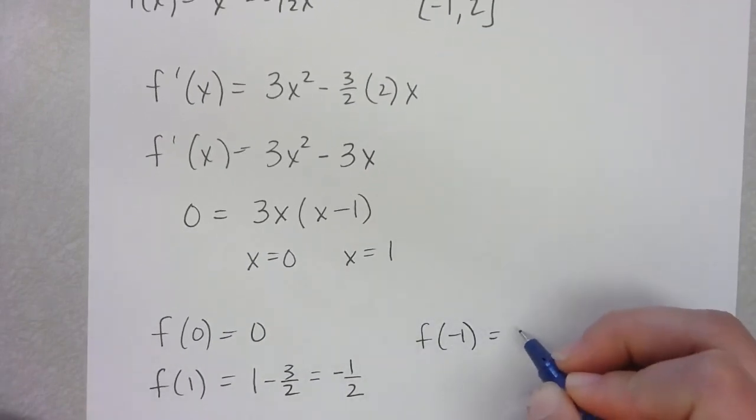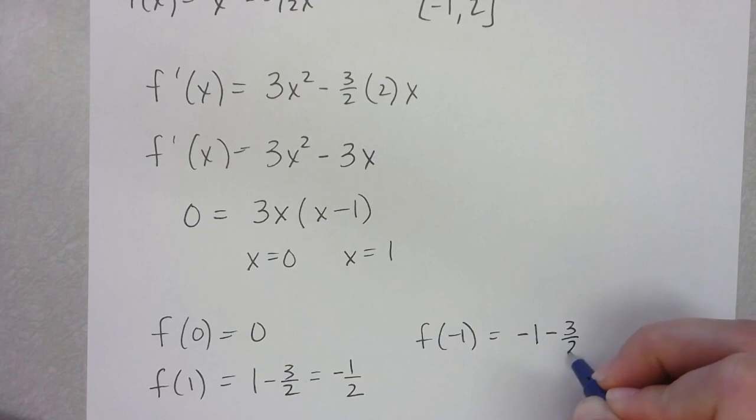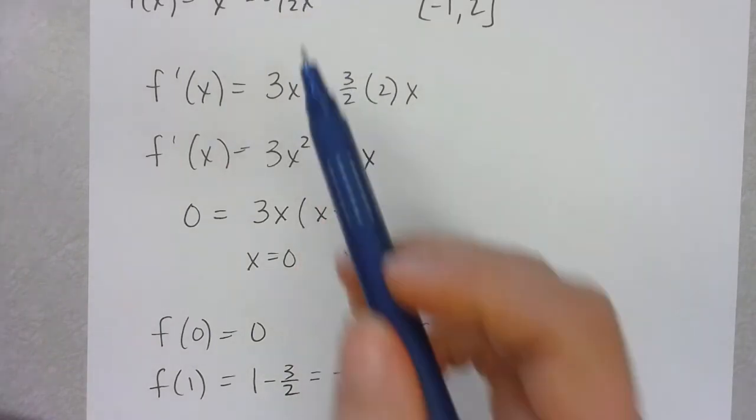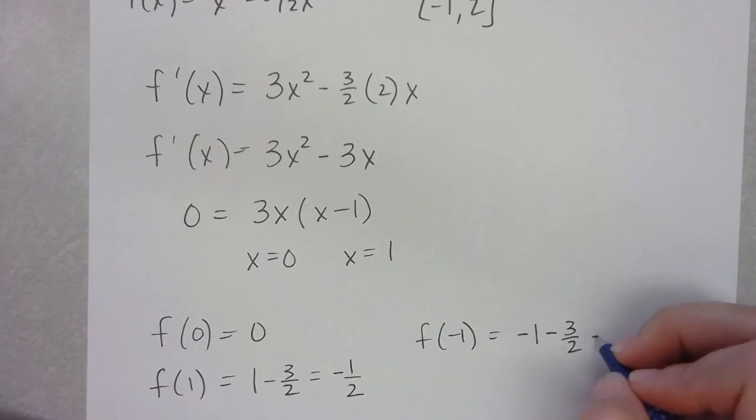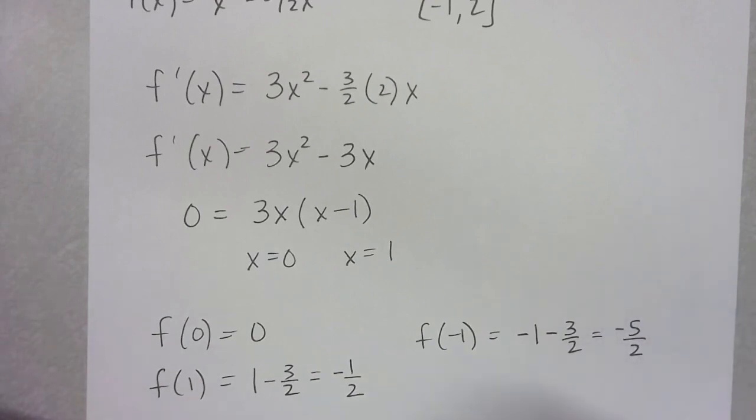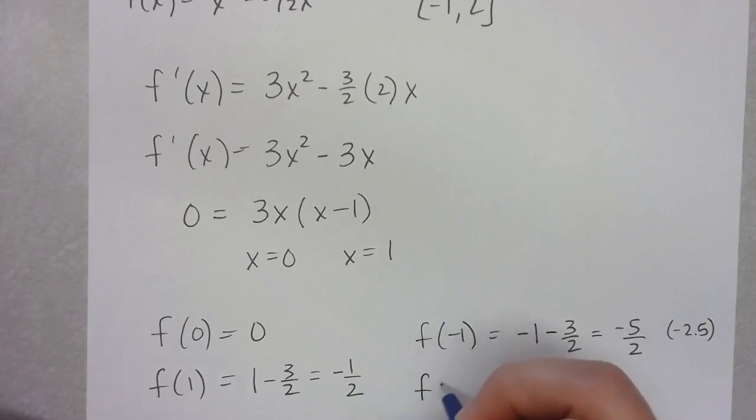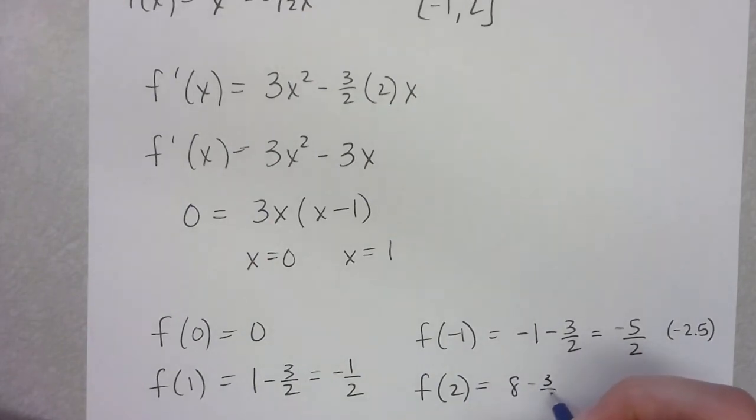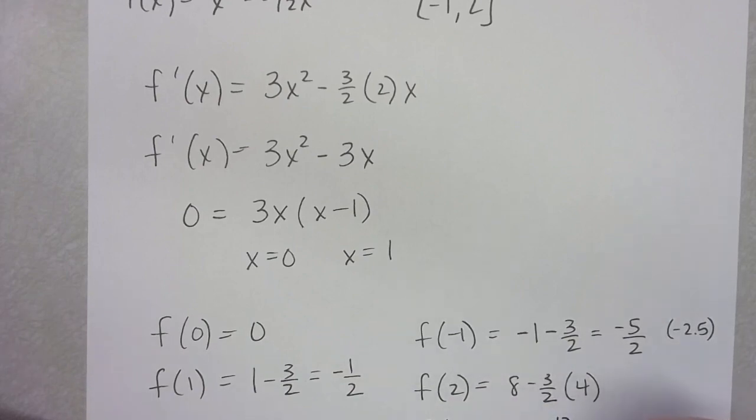When I do that, and I raise negative 1 to the third power, I end up with negative 1, and then minus 3/2. Because when I square the negative 1, it'll become positive. So I just end up with negative 1 minus 3/2, which is negative 5/2, or negative 2.5 for all those of you who are obsessed with decimals, but you should really write the improper fraction. Right? And then my last endpoint is 2, and so 2 cubed is 8, minus 3/2 times 2 squared, which is 4. So my f of 2 here is equal to 8 minus 12 over 2, which is really 8 minus 6, which is 2.